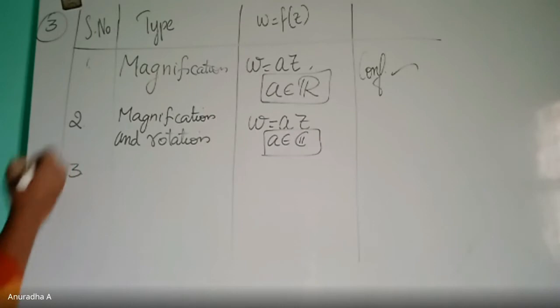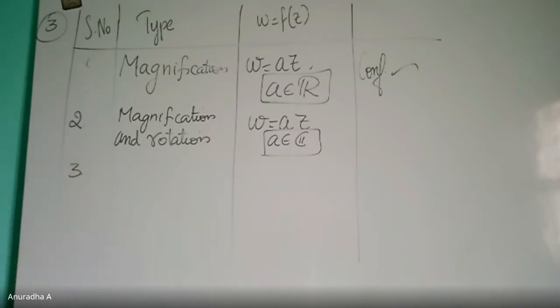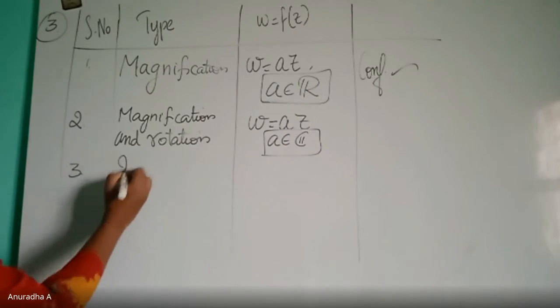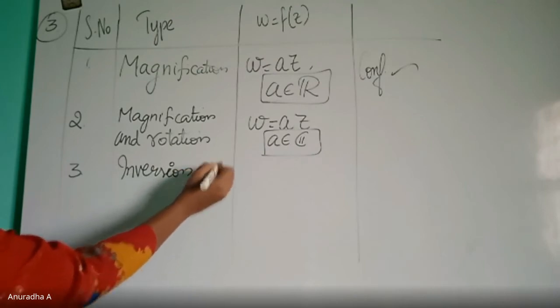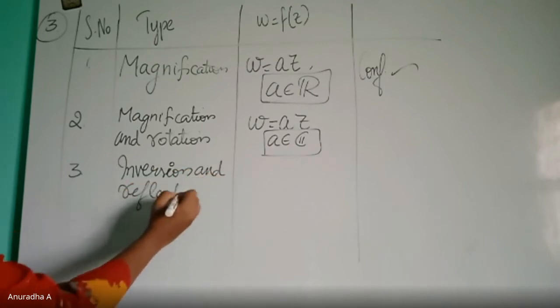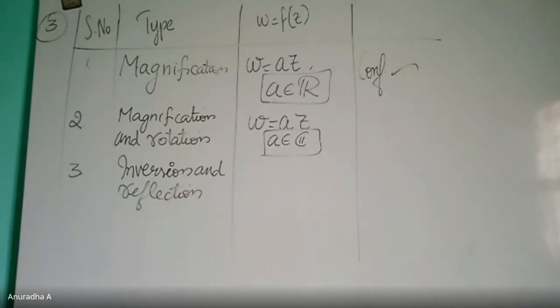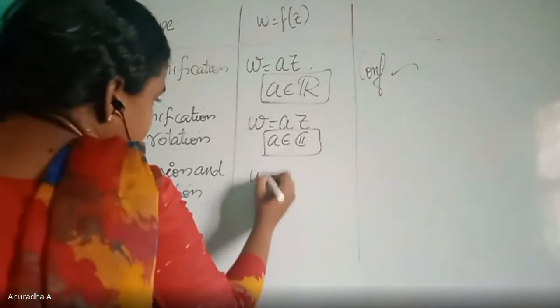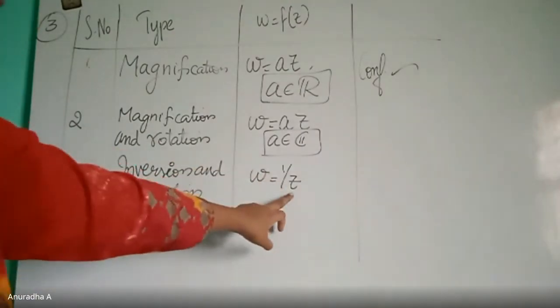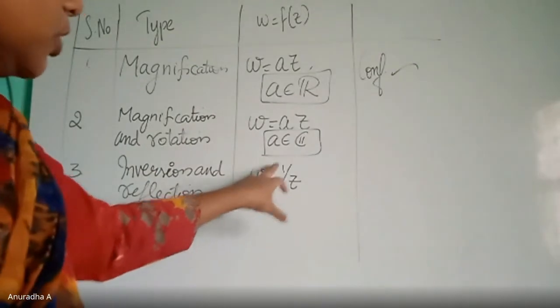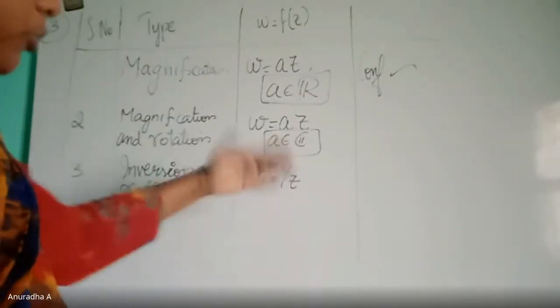So the next one is inversion and reflection together. Exactly one example they have given: w equal to 1 upon z. So obviously it is z bar. If we draw the original z domain in the first quadrant, then w equal to 1 by z, which is z bar, will come to the fourth quadrant.